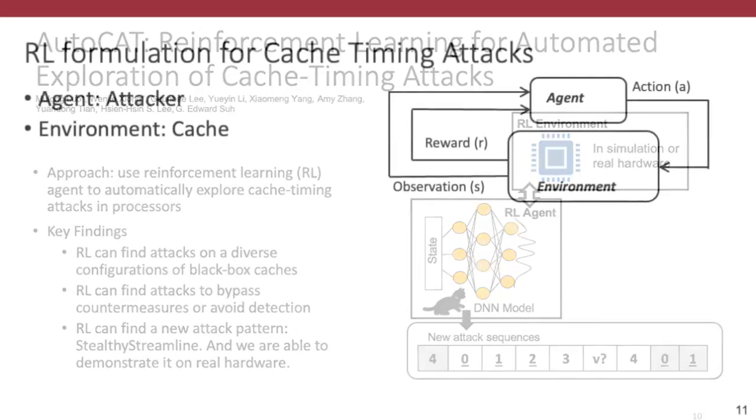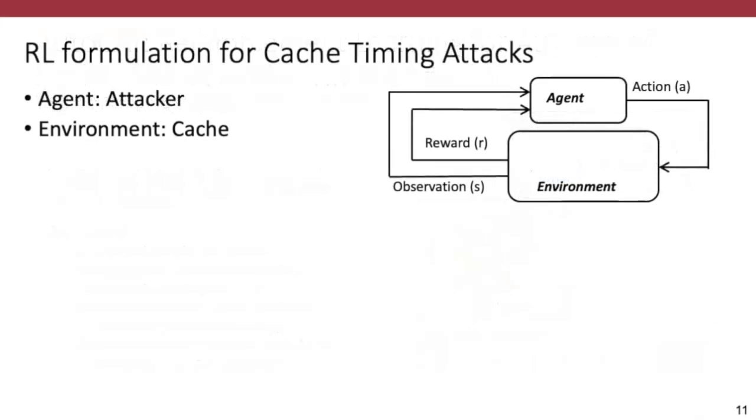So the key question here is how we can make an RL agent interact with an environment. As Yuan introduced, on the agent side, there are already a number of different types of algorithms that help RL to learn. And the key question here is how we can formulate the cache timing attack as a problem that can be solved by the agent.